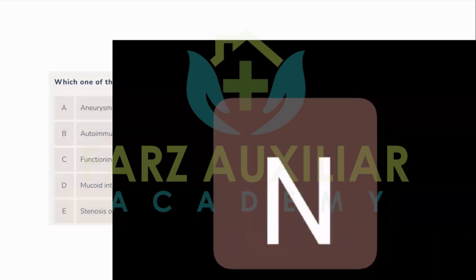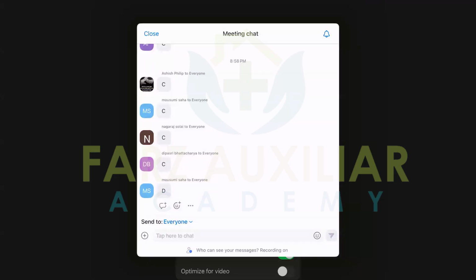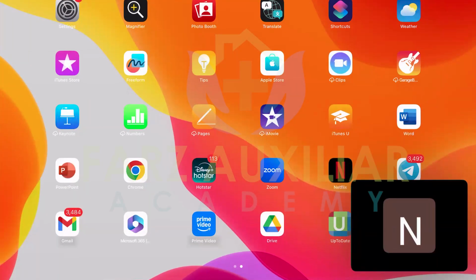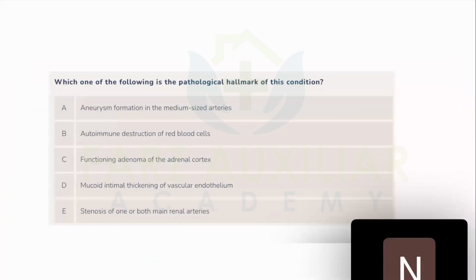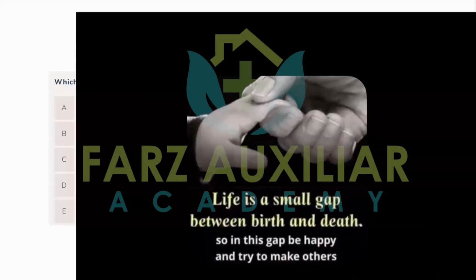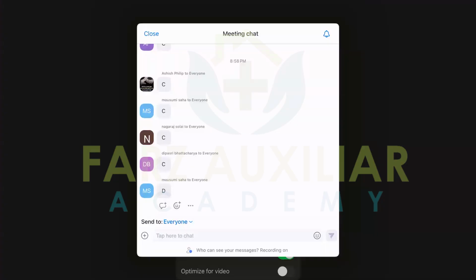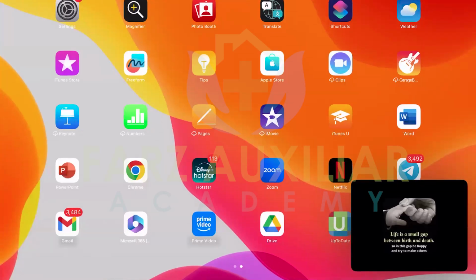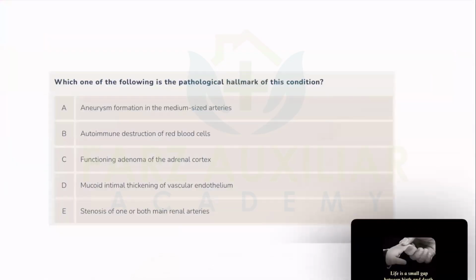Okay, so what is the answer? Okay, everybody is going for C. Dr. Moshumi is going for option D. Option C is functioning adenoma of the adrenal cortex. Doctor, why does everybody think it's a functioning adenoma of the adrenal cortex? Or did I see the options wrong? Yeah, everybody is going for option C. Somebody tell me, why do you think it's a functioning adenoma of the adrenal cortex?